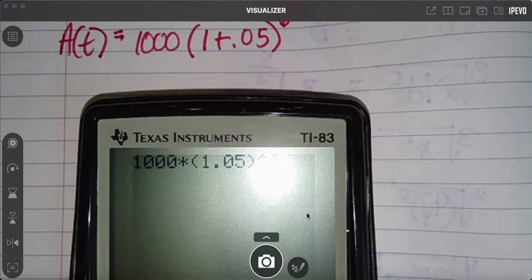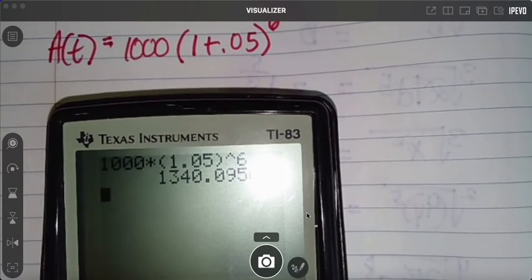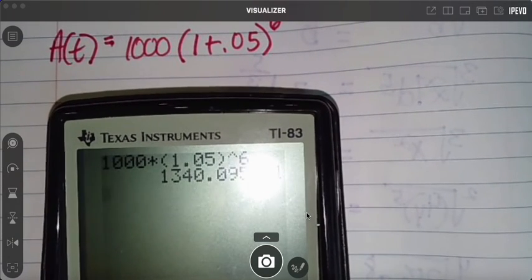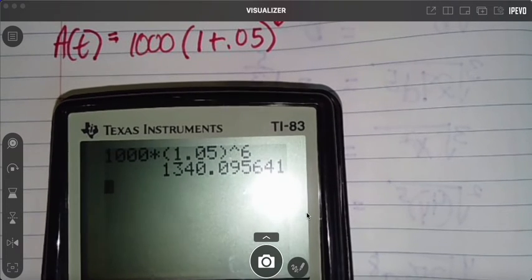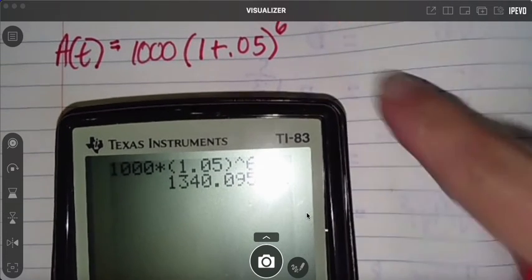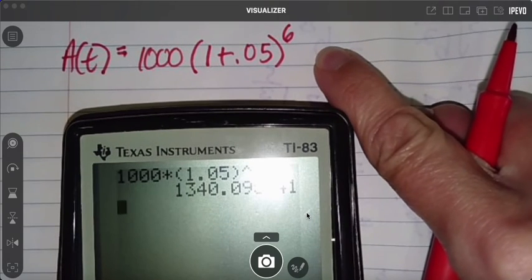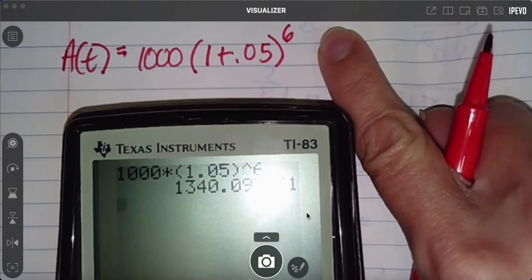Okay, well, after 6 years, if you started with $1,000. Oh, I forgot, 6 was our time, 6 years. You have to put the 6 because we're trying to figure this out. You have to plug in the 6 for our time.